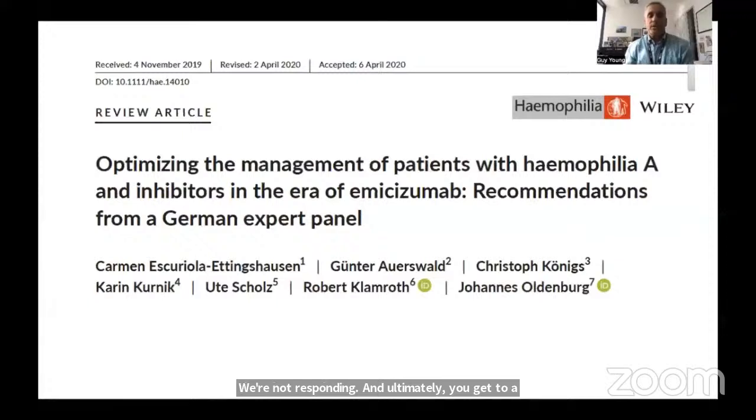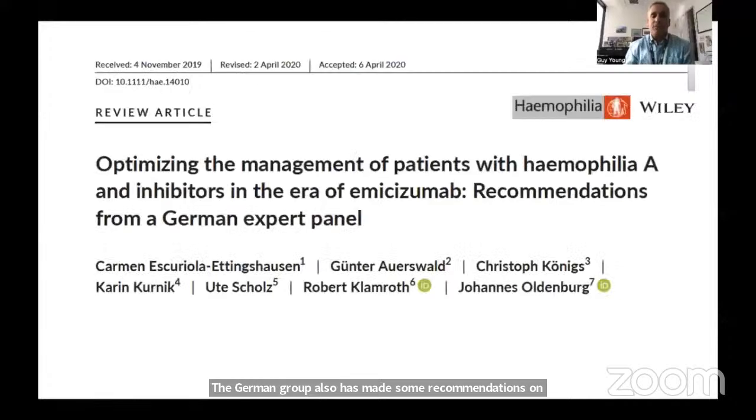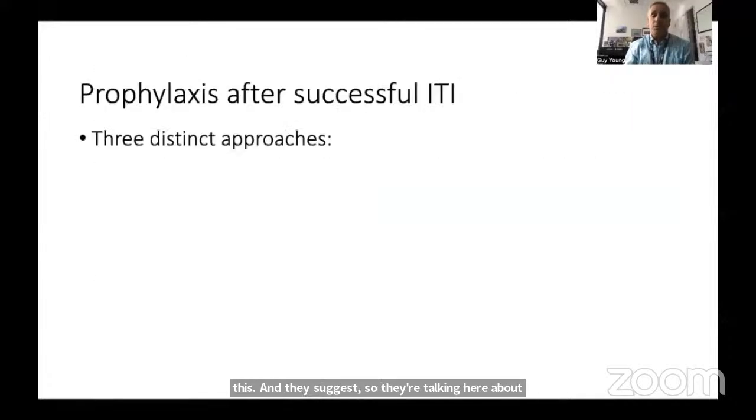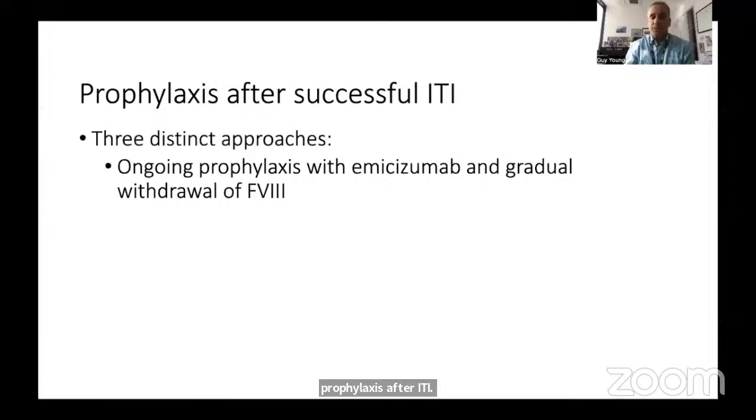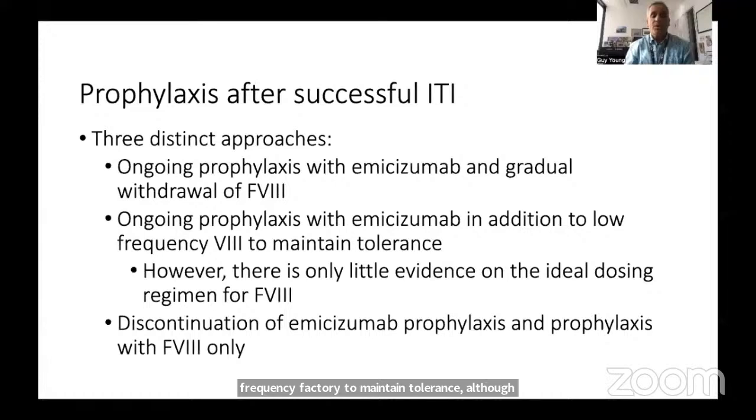The German group also has made some recommendations on this, and they're talking here about prophylaxis after ITI. So if you've been successfully tolerized, what should you do? Ongoing prophylaxis with emicizumab and gradual withdrawal of factor VIII. Ongoing prophylaxis with emicizumab in addition to low frequency factor VIII to maintain tolerance, although there's little evidence on this dosing regimen. Or discontinuation of emicizumab prophylaxis and prophylaxis with factor VIII only.